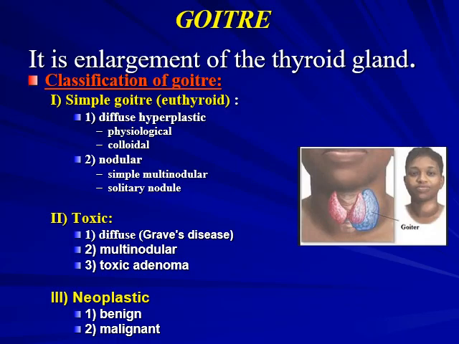So what is goiter? Goiter is enlargement of the thyroid gland. A normal thyroid gland is impalpable, so whenever it is palpable, this is called goiter. Goiter may be simple goiter, toxic goiter, neoplastic goiter, inflammatory goiter or thyroiditis, and others. Simple goiter may be diffuse, which are the physiological and colloid goiter, or nodular, which are the simple multinodular goiter and the STN, the solitary thyroid nodule.